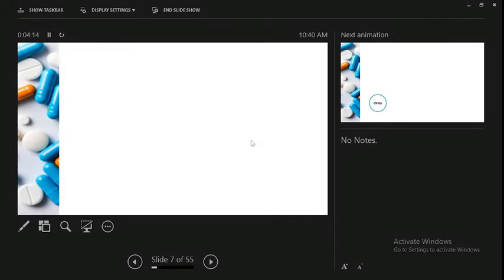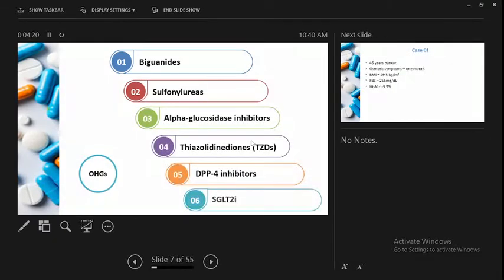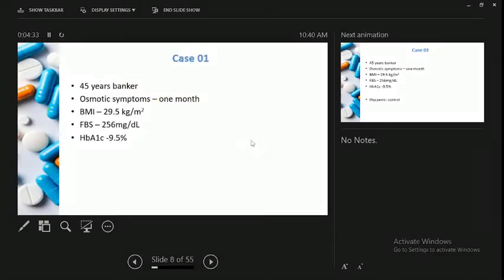Just to summarize the classes of medications available, you have your biguanides, that is metformin, then the sulfonylureas, alpha glucosidase inhibitors, thiazolidinediones like pioglitazone, DPP-4 inhibitors like sitagliptin, and SGLT2 inhibitors like empagliflozin. So let's go through some cases.